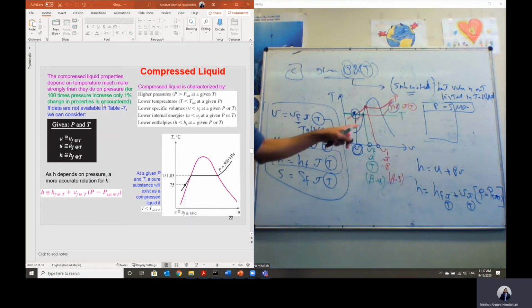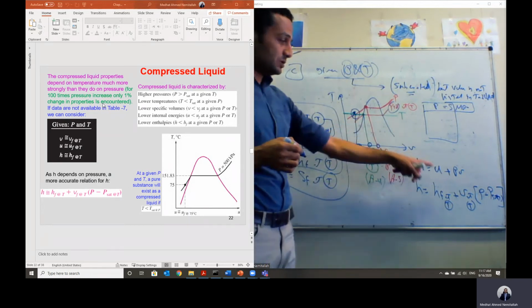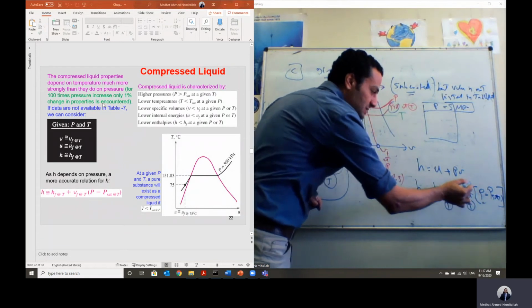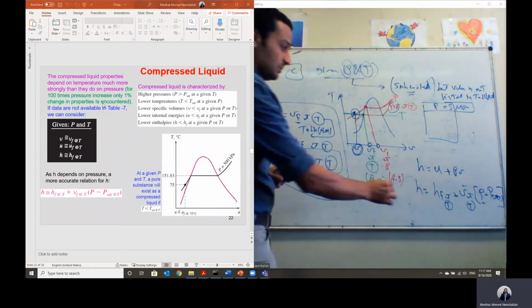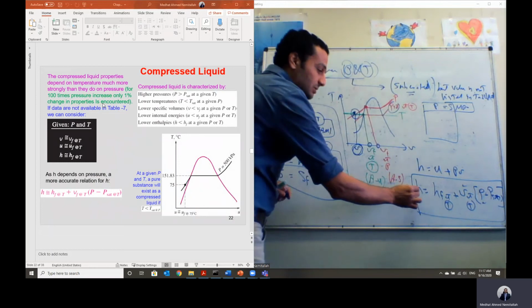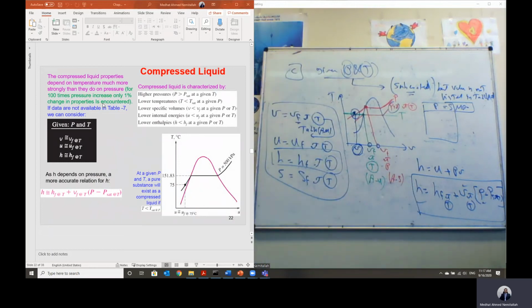P sat at the given temperature, from table A4 at the given temperature, you can get P saturation. And this pressure is the given pressure, and this is V fluid at the given temperature from table A4. Like this, with enthalpy H fluid, we can calculate. This is actually a more accurate value of enthalpy. But you can take this assumption anyway. Okay? But this is what I want to say.